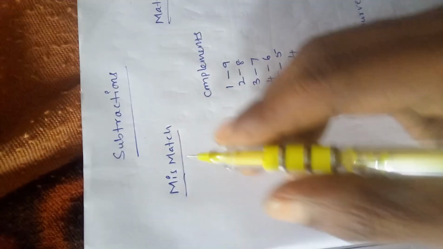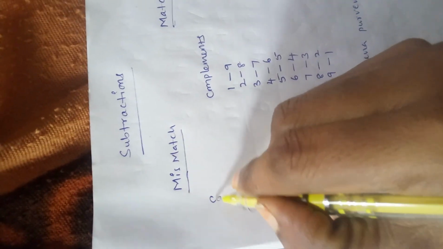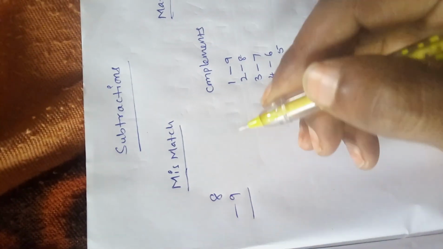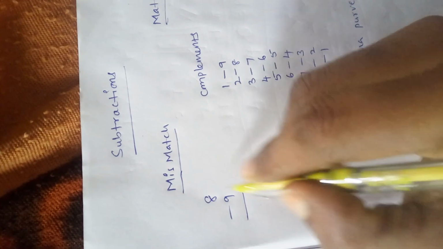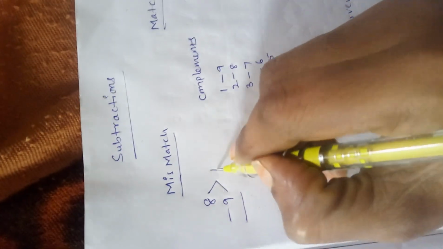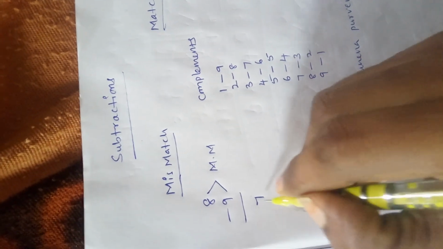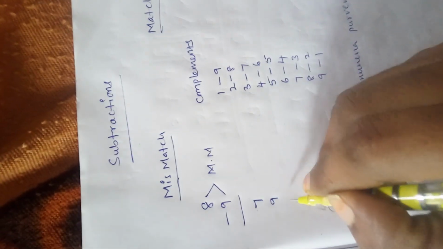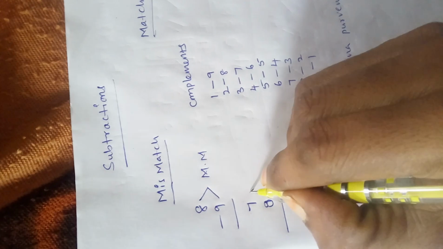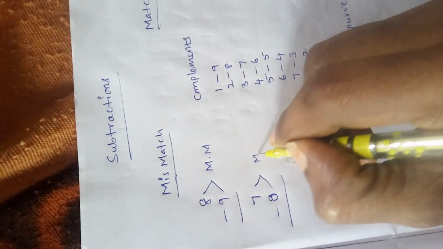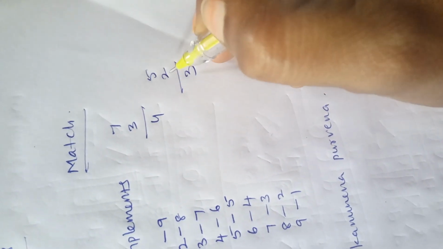What is meant by mismatch? For example, 8 minus 9. Is it possible? Actually, we will get a negative number. These types of cases are called mismatch. Another example, 7 minus 9 or 7 minus 8. This is called a mismatch. Do you understand, children? And a match case means 7 minus 3, answer is 4, or 5 minus 2, answer is 3. This is called a match case.